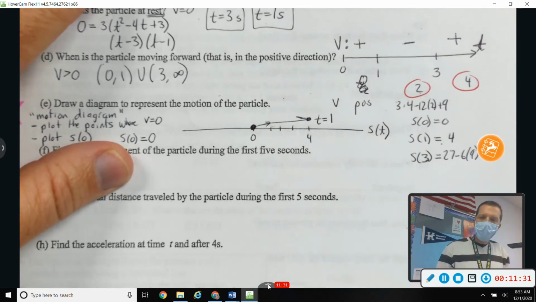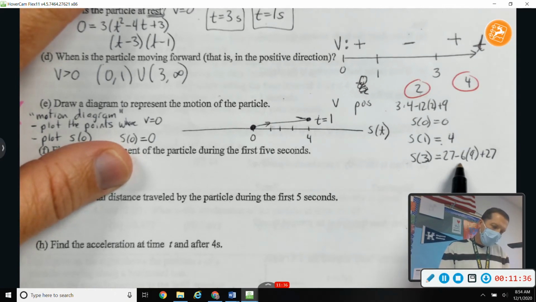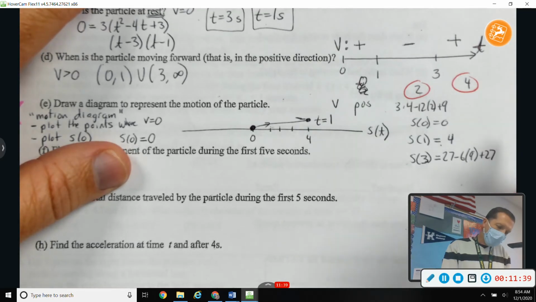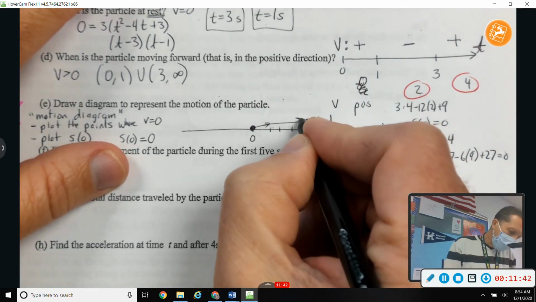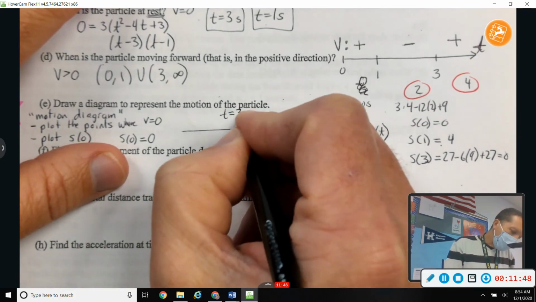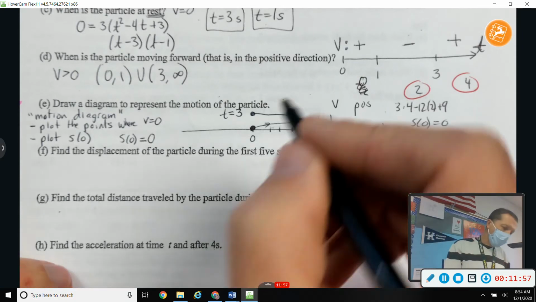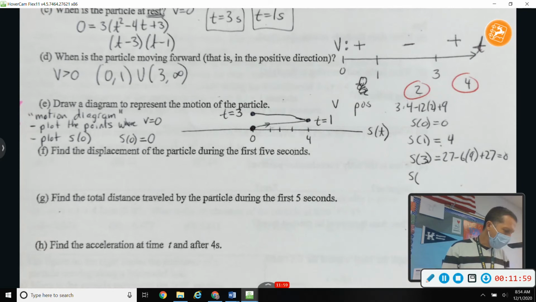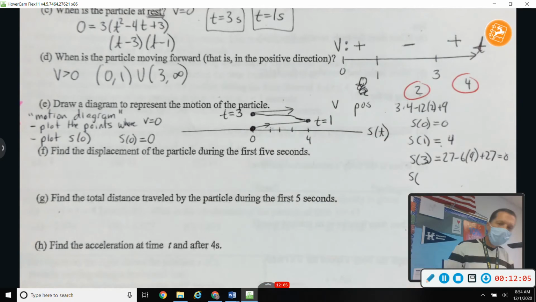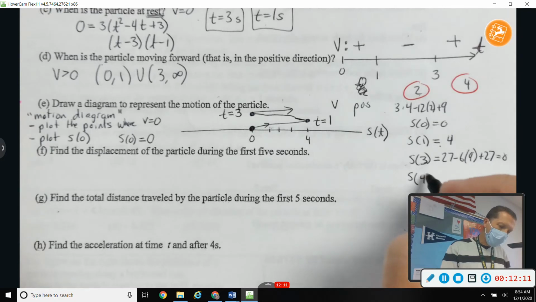So I plug in 3 to my S equation. 27 minus 54 plus 27, that's going to be 0. So that's kind of a fluky thing. That doesn't always happen, but it comes back to where it started at t equals 3. And then it turns around and goes positive from there, so I need one more spot out there. I need S of something to verify. I know it's headed out this way, but I want to get a better idea of that. So let's do S of 4 just to see where we're at.